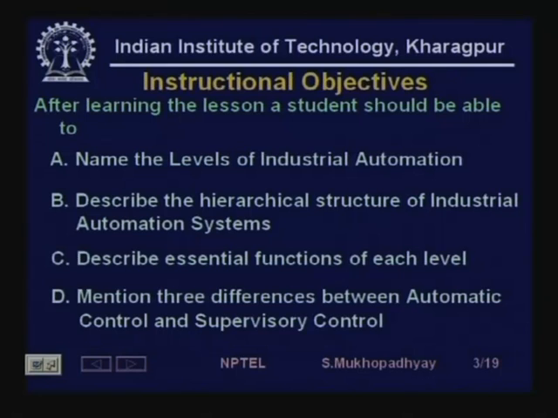And specifically speaking, a lot of industrial automation actually is concerned with control, and control is of two kinds, as we shall explain shortly. It could be automatic control or it could be supervisory control. So it is important to realize the distinction between the two. So the last instructional objective is to understand how automatic control is distinguished from supervisory control.